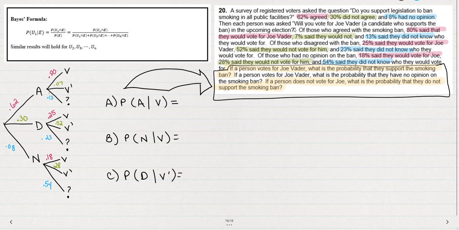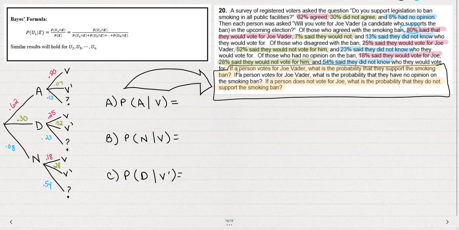Now, the next thing we'll look at is who votes for Joe Vader. He's the candidate who supports the ban. Of those who agreed on the smoking ban, only 80% voted for him. So maybe Joe Vader had other things he was standing for or not standing for that voters didn't approve of. But of those who agreed with him on the smoking ban, 80% voted for him, 7% didn't vote for him, and 13% were still undecided. And then so on. You could read through the statistics, and I've written them in the tree for you already.